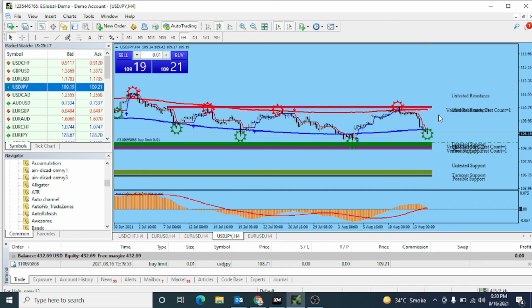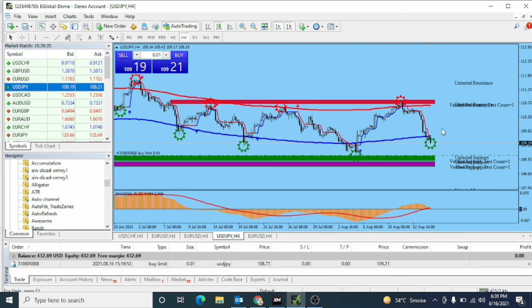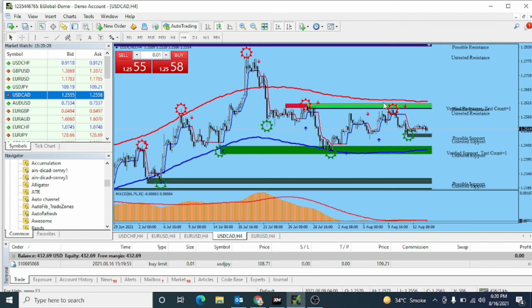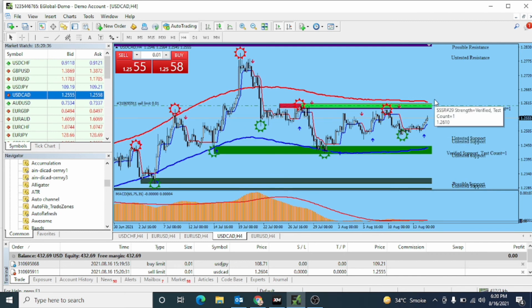The market always respects the support and resistance levels. So I hope you have learned something about the support and resistance level. If you want this best indicator for auto, you can see I can set the sell limit here. This is the sell limit pending order. You can set the stop loss at this point and you can make good profit very easily.